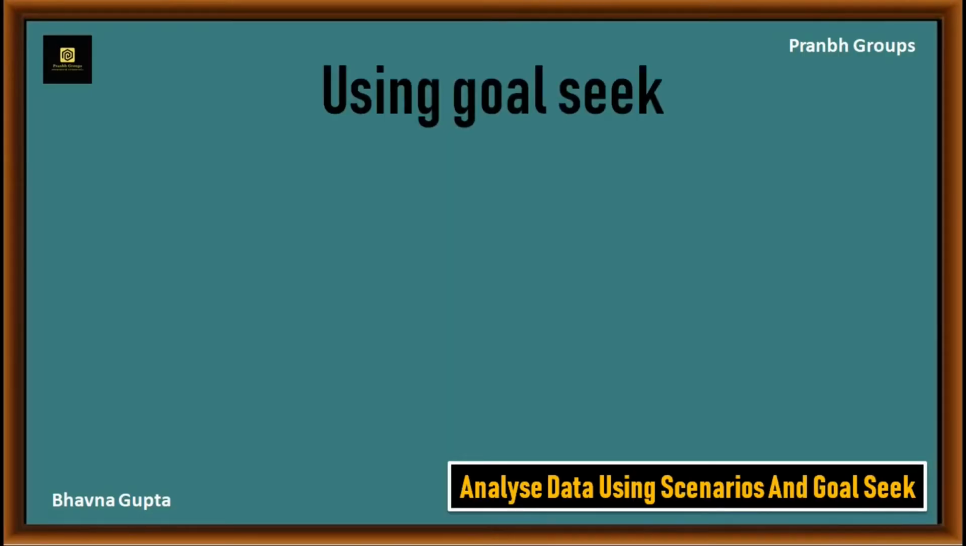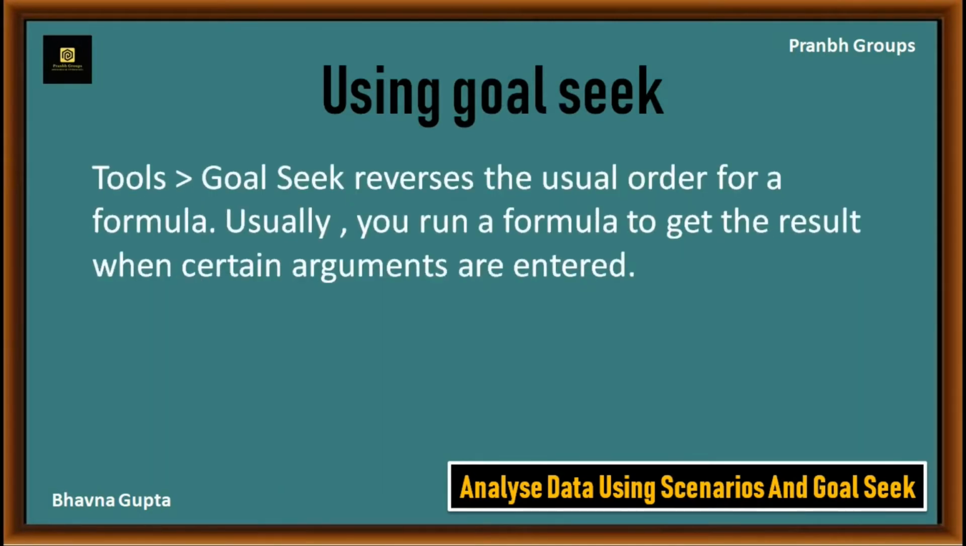First topic, using the goal seek. Tools: goal seek reverses the usual order for a formula. Usually you run a formula to get the result when certain arguments are entered. By contrast, with goal seek, you work with a completed formula to see what values you need in an argument to get the result that you want.